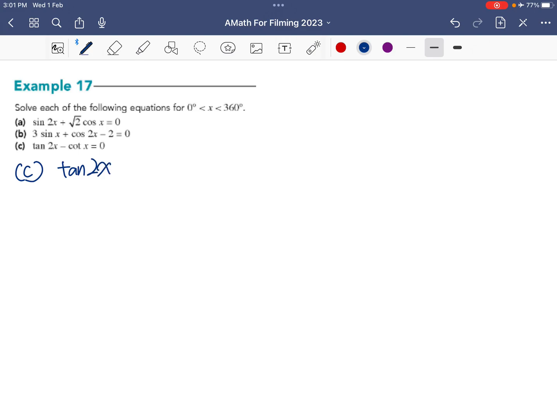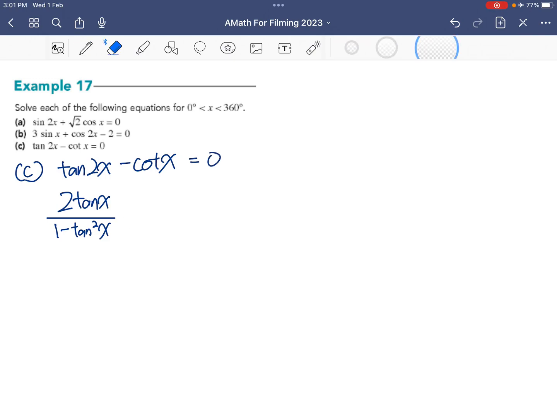Part C, tangent 2x minus cotangent x. So I'll start with tangent 2x minus cotangent x. So I get 2 tangent x over 1 minus tangent square x, minus cotangent x. Never mind, I'll just leave it as cotangent x first. It equals 0.